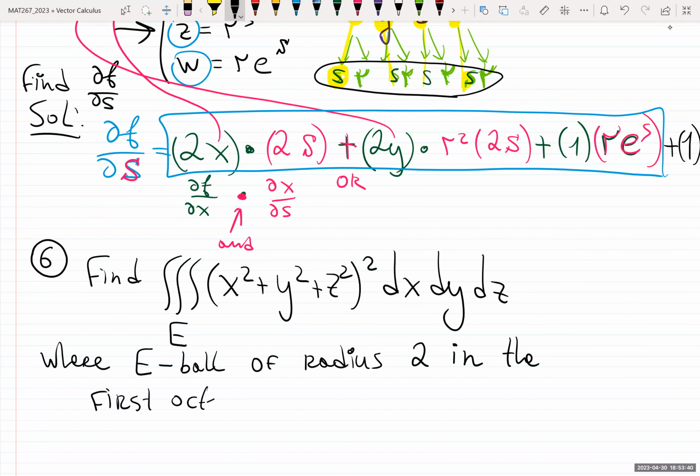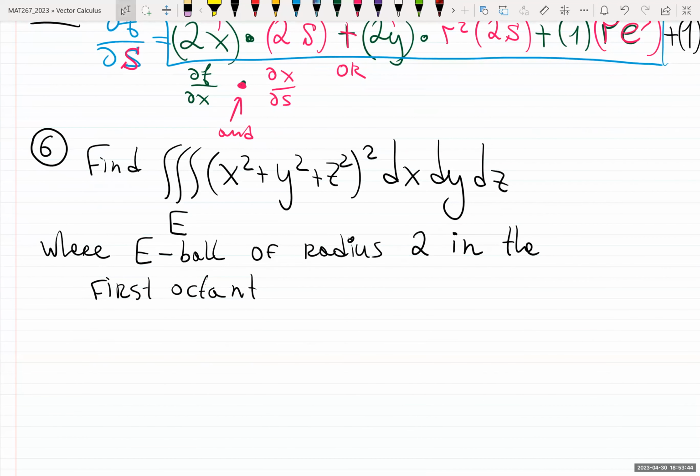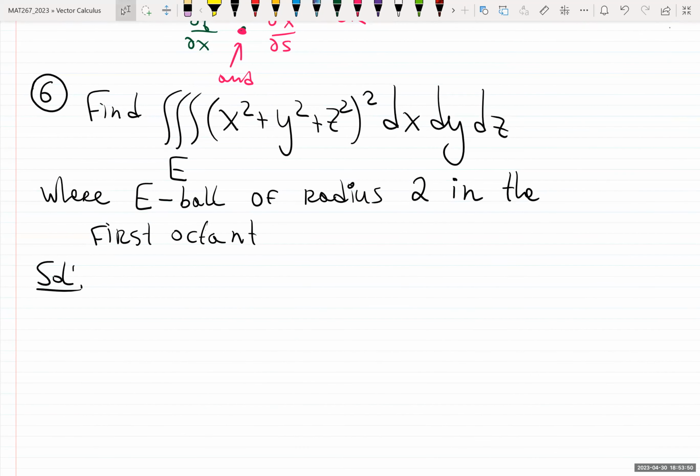In the first octant, I like to put first octant on my exams because people are really good with first octant, so I feel safe to put it in so you don't fail. Only several people forgot what first octant means.